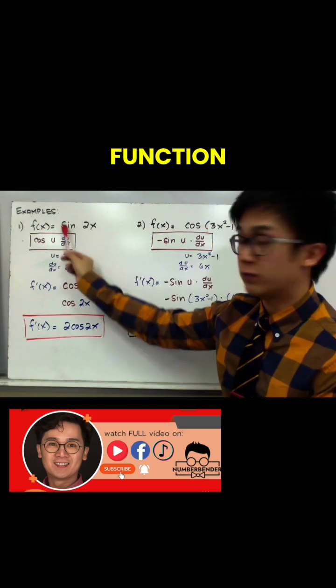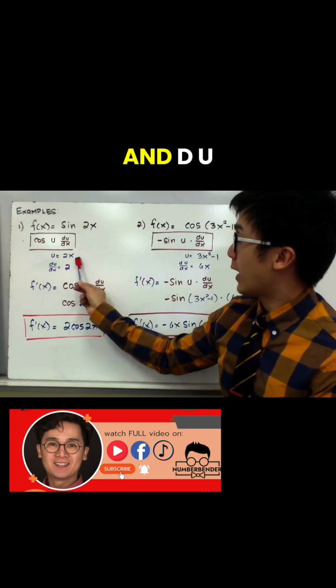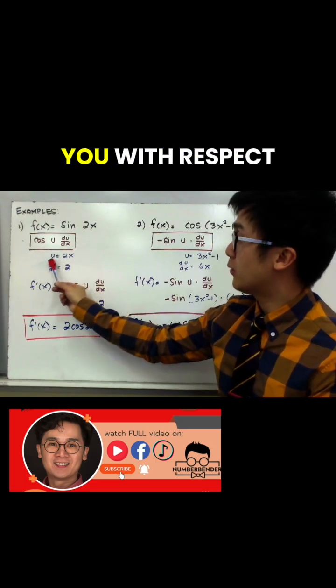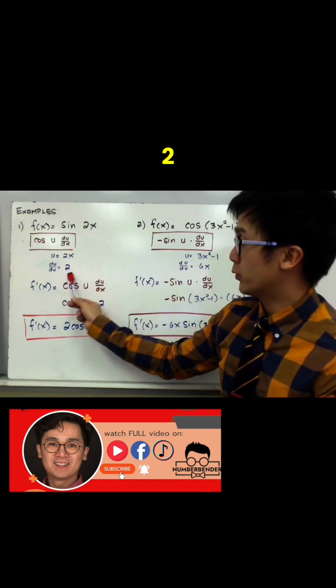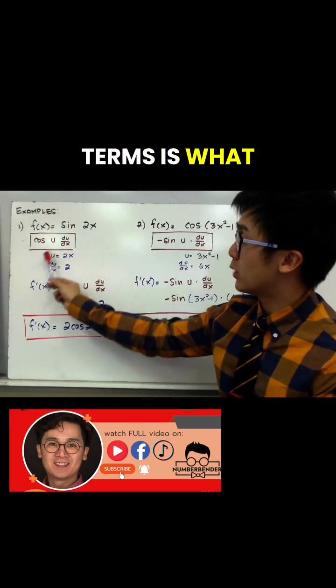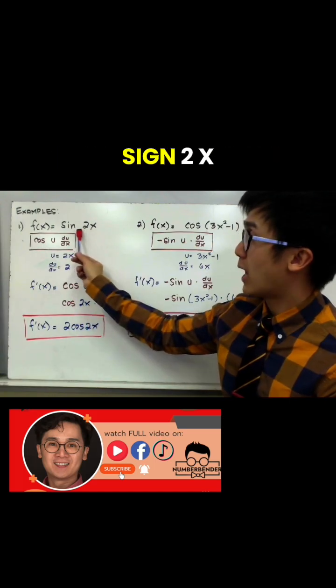To further simplify and show you my work, we are going to write down u and du dx from our original function. So u from our f of x is 2x, and du dx is the derivative of u with respect to x. So the derivative of 2x is equal to 2. And these two terms are what we will need in completing our derivative for sine 2x.